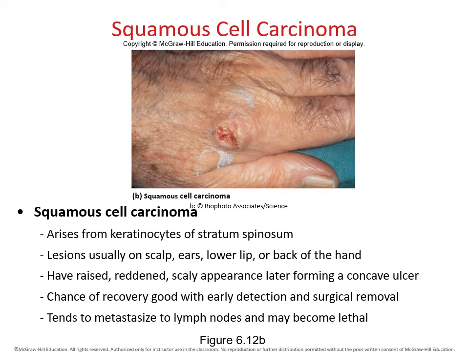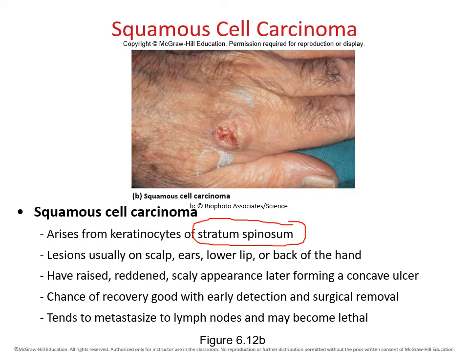The next one is the squamous cell carcinoma. The squamous cell carcinoma comes from the fact that it affects the skin cells, the keratinocytes that are in the stratum spinosum. Usually people will see these lesions appear on the back of the hand, the scalp, as well as some of the ears and by the lower lip.